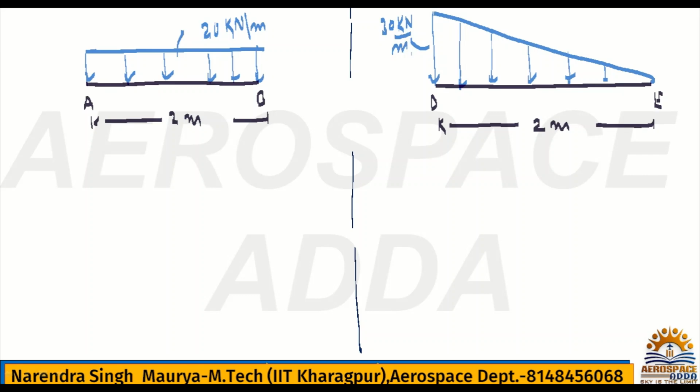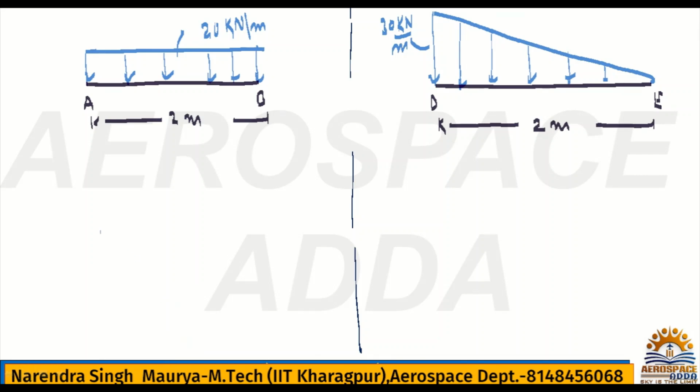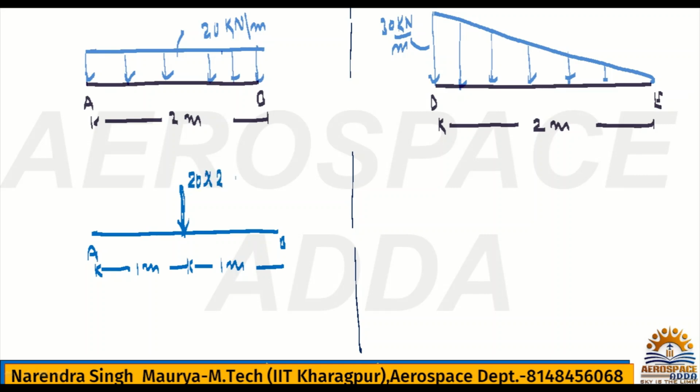Now I already explained about UDL. So for the UDL, how do we convert it into a point load? Half of the AB section is 1 meter, and this is the mid. How do we make the concentrated load? 20 kilonewton per meter, how many meters? 2 meters. So 20 into 2 becomes 40 kilonewton acting at the mid of that.